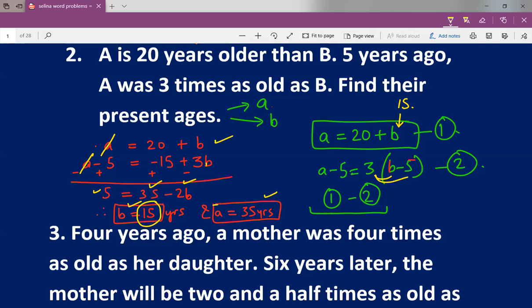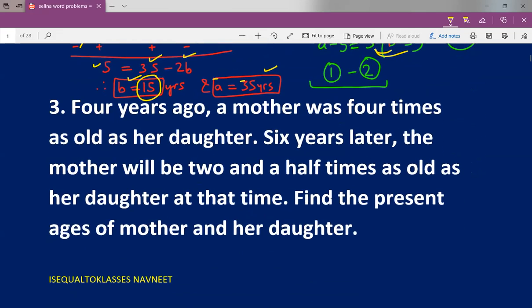5 years ago, A was 30 years old. And B, 5 years ago, was 10 years old. And as is obvious, A is 3 times B. So our answer is correct. I hope we have understood this. Let us move to question number 3.